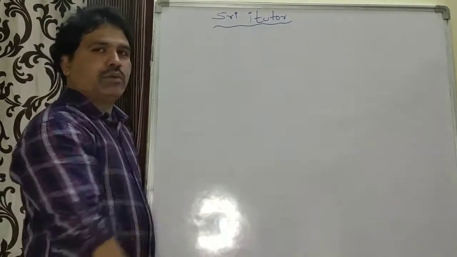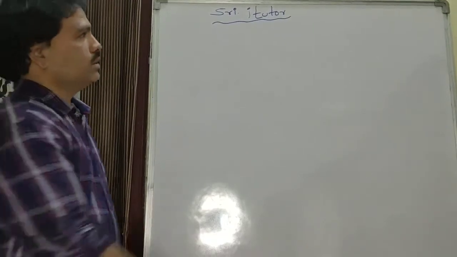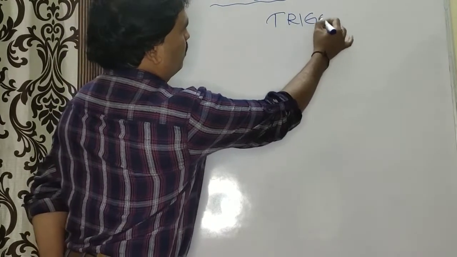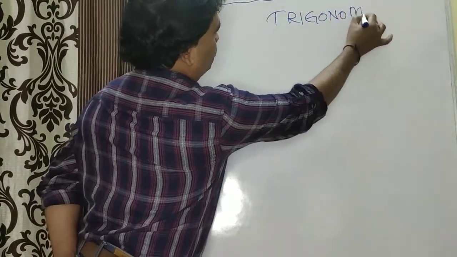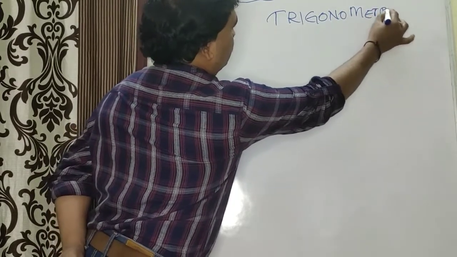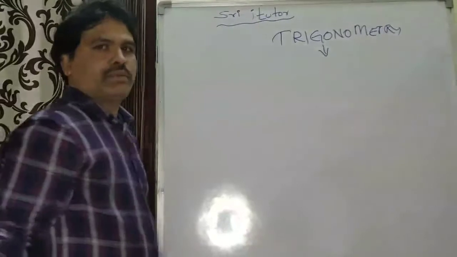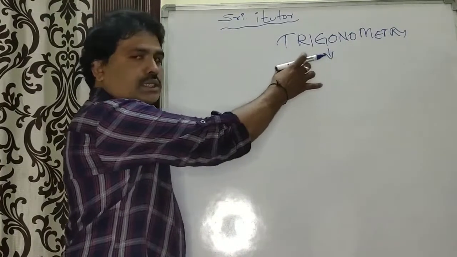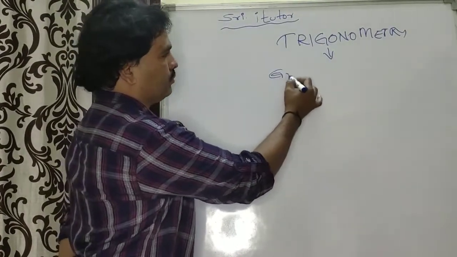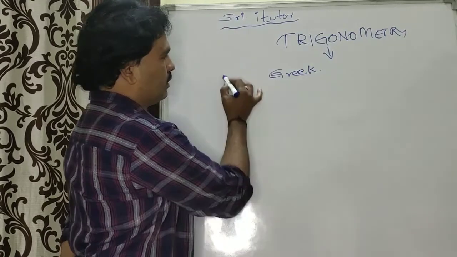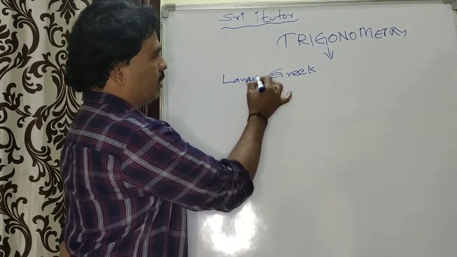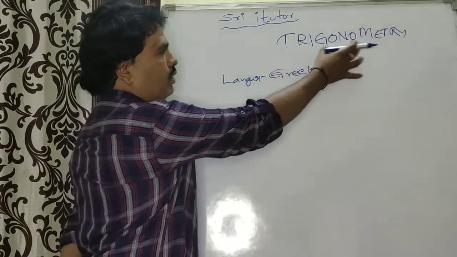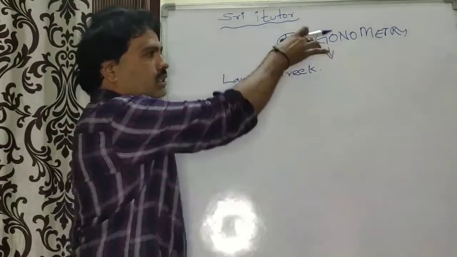So today I am going to explain about the trigonometry chapter in 10th class. The chapter name itself is trigonometry. First of all, what is the meaning and definition of trigonometry? The name trigonometry is derived from the Greek language. The exact definition and meaning of trigonometry is in the name itself.